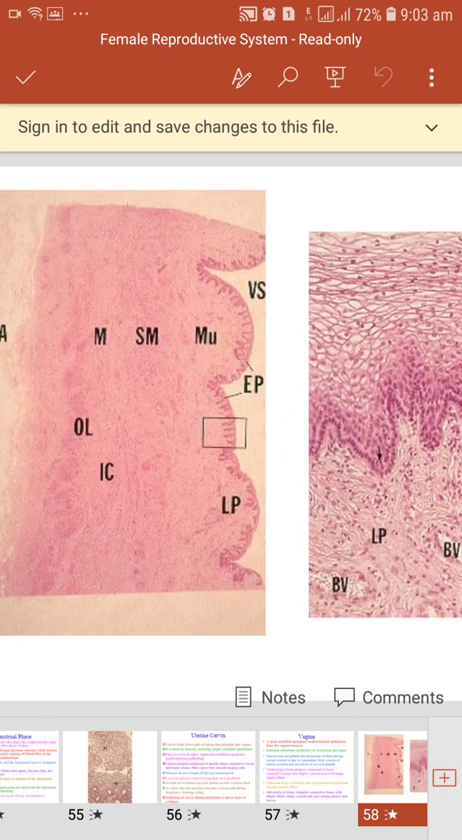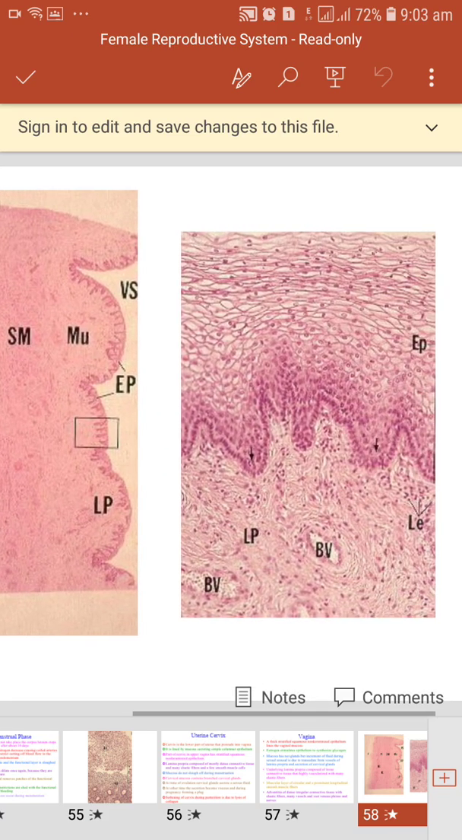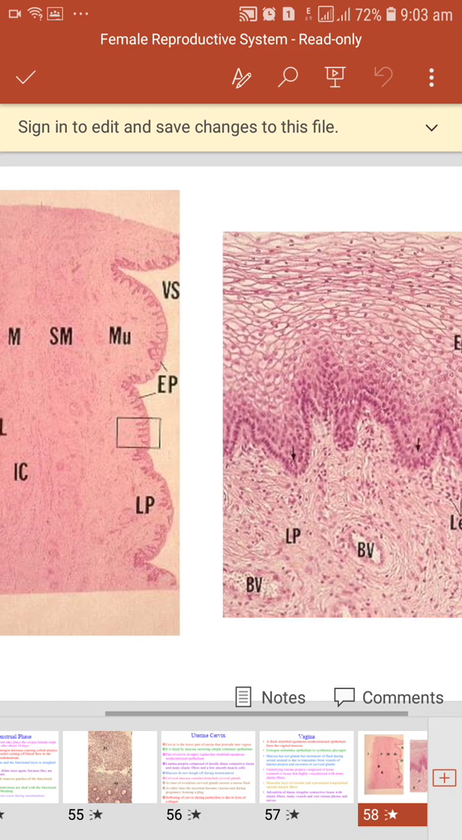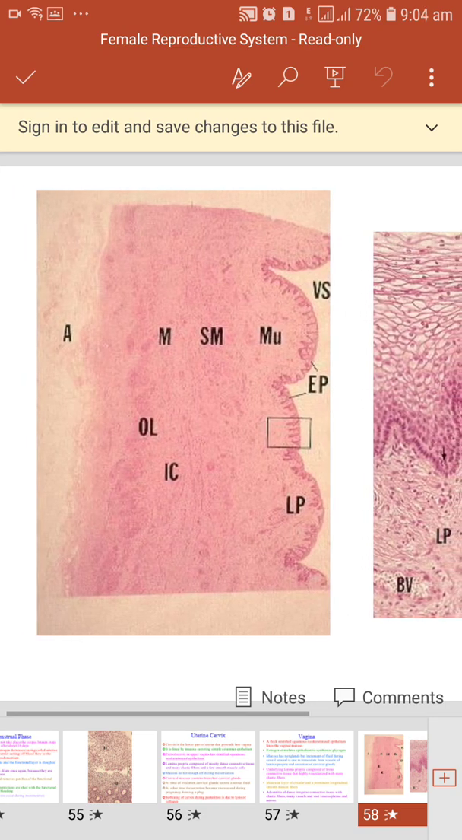You can see here the structure of the vagina. Stratified squamous non-keratinized epithelium is there, with not properly arranged smooth muscle fiber layers, and this is the cervix.